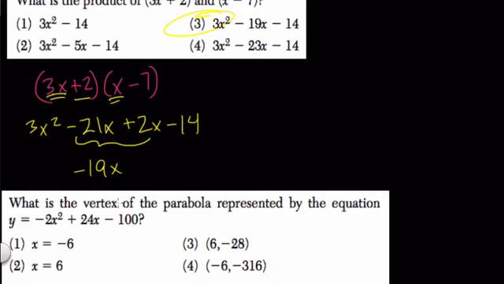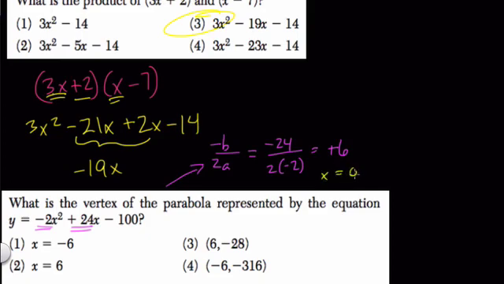What is the vertex of this parabola? Well, the vertex of the parabola is based on the axis of symmetry. So let's find that first. So the axis of symmetry is negative b over 2a. B is always equal to this number next to x, so it's negative 24. A is this number next to x squared, so that's negative 2. So we have negative 24 divided by negative 4, which is positive 6. So that means x equals 6, right? The axis of symmetry is the vertical line, right?